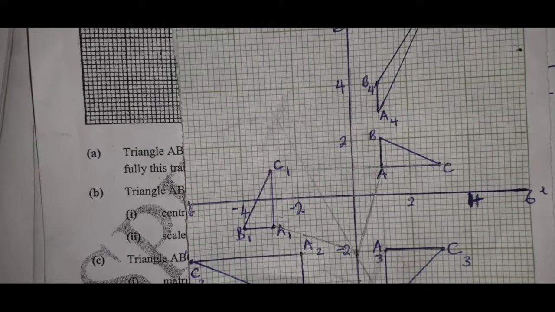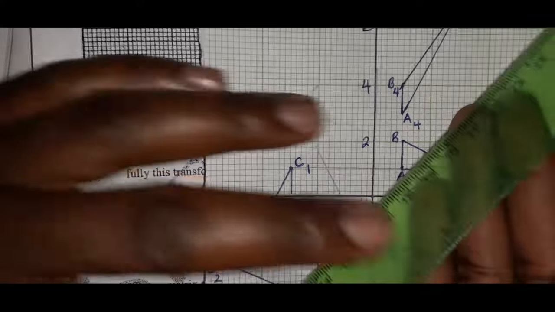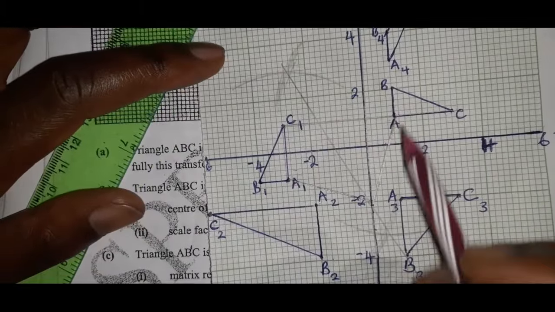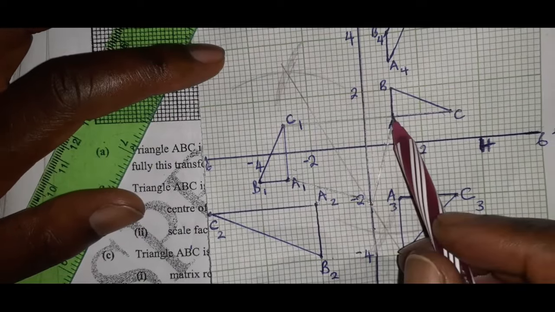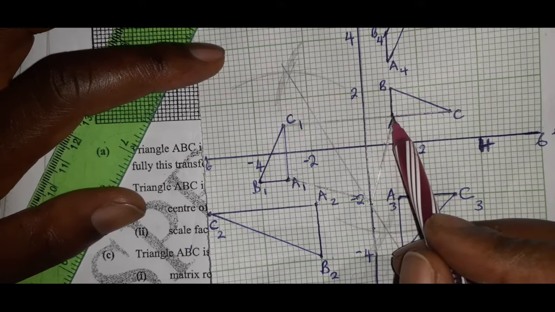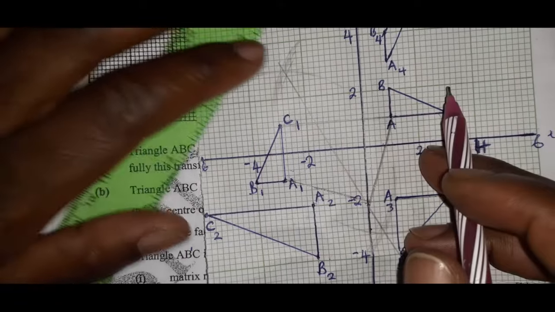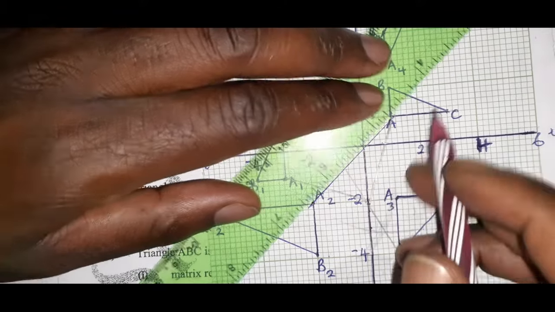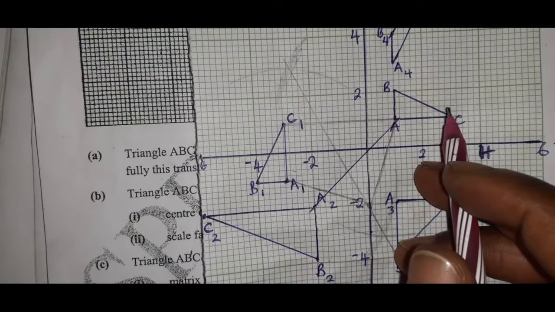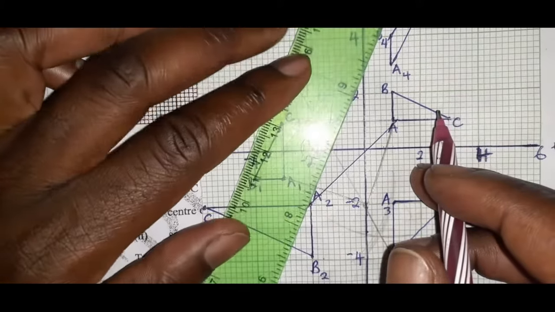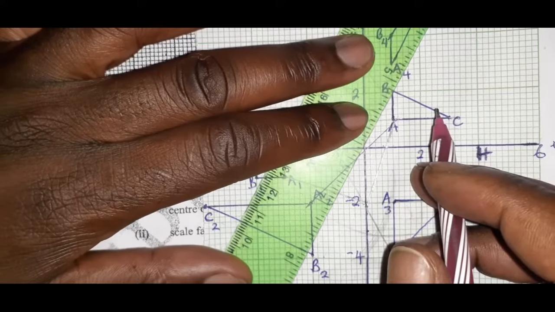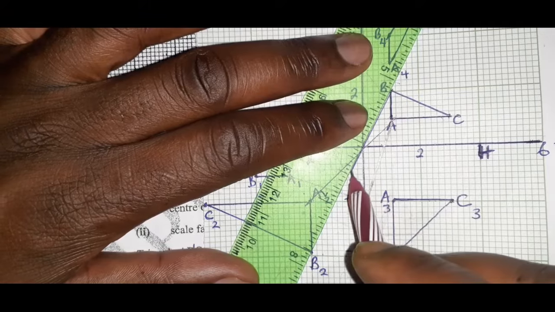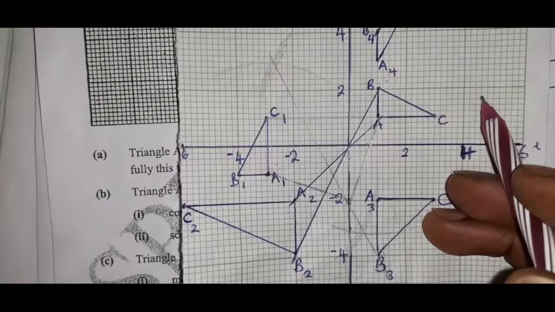So what we are supposed to do here now is we'll pick one point on the object and join it to its corresponding point on the image. So for instance, we can pick A, we join it to A2. Okay? Then the second thing is we can pick another one, so we can get B here, B2. Okay, we have joined them.